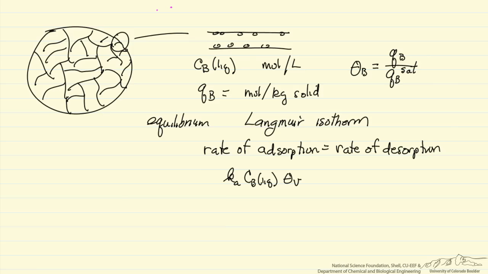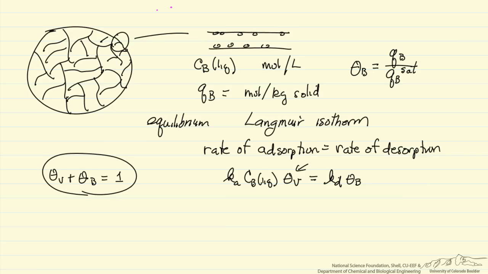So this is assuming molecules only adsorb where there's not already a B molecule adsorbed. There's a finite number of these sites. And this adsorption rate is equal to a rate constant for desorption and the fraction of the sites that are occupied by molecule B. If there's more B on the surface, then the rate that B is desorbing would also be higher. And then we would use the fact that the fraction of vacant sites plus the fraction of sites occupied by B must add to 1. There's no other molecules adsorbing for this simple example. And so we can make this substitution for theta V.